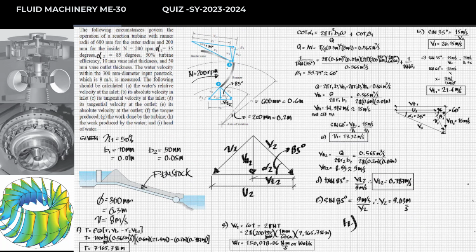So for letter H, we're looking at the work produced by the water. Remembering the turbine efficiency, that is equal to the work of the turbine all over the work of the fluid. If we expand this, this is usually the equation to get the work of the turbine, which is already given in the problem.